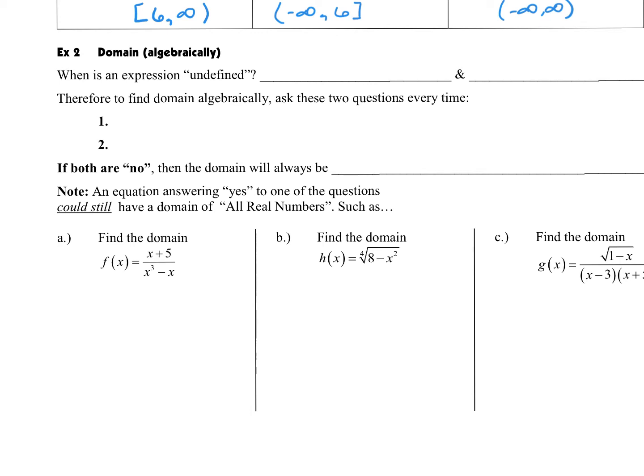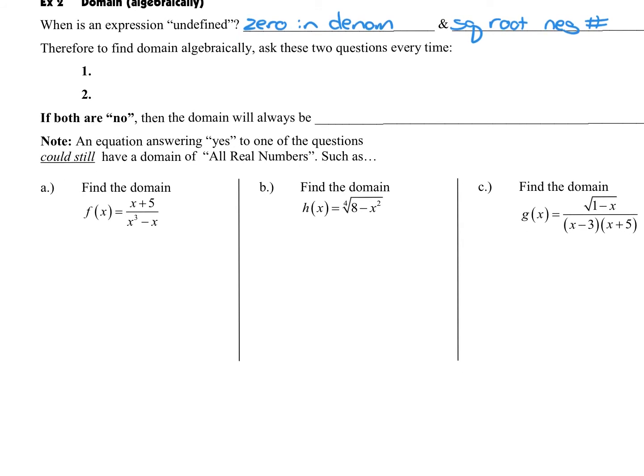And up until now, you have 2 major areas where expressions are undefined. We'll add more later, but for right now, our 2 main areas are a 0 in the denominator of a fraction and a square root of a negative number. Okay, those are our 2 major ones. And those are the 2 questions that you're going to use to help you figure out what the domain is. So every problem is going to start off by assuming that the domain is all real numbers, and then we're going to ask if either of these situations apply.